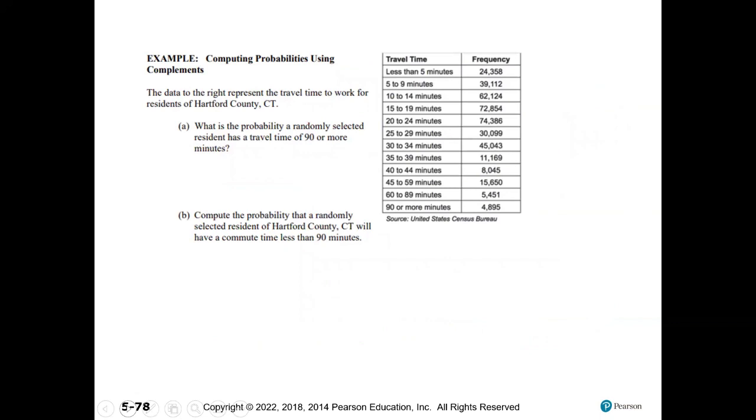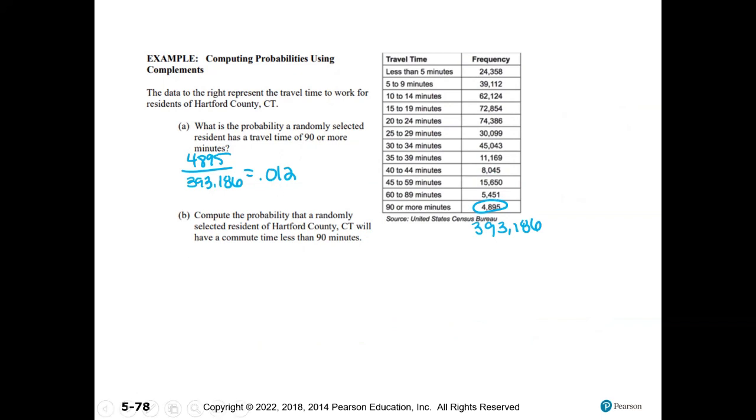So one more question here. The data to the right represents the travel time to work for residents of Hartford County. What is the probability a randomly selected resident has travel time of 90 or more minutes? Okay, so the first thing we need to do would be to sum all of these values together. So I already did that for you. 393,186. That is my total. Probability I pick 90 or more minutes. That's this guy, 4,895 out of 393,186. Okay, so I just go to a calculator, type that in, I'm going to get 0.012.